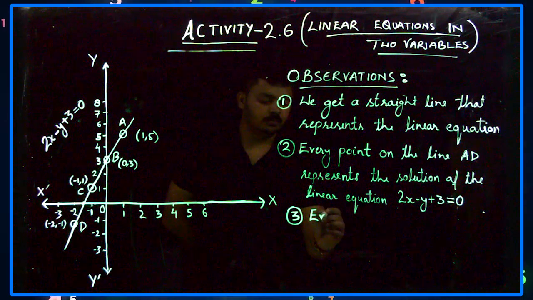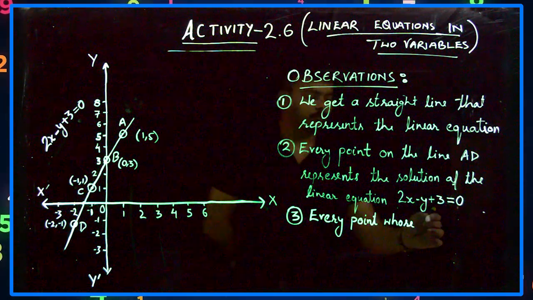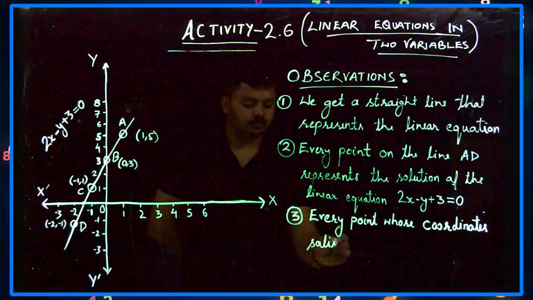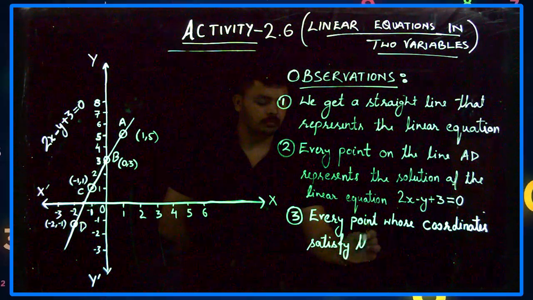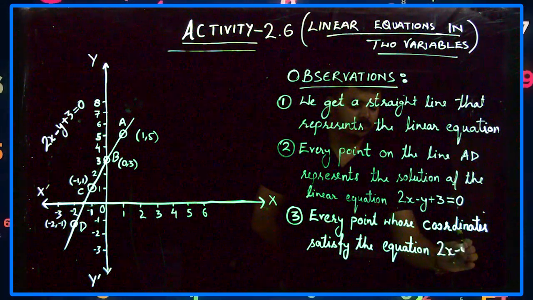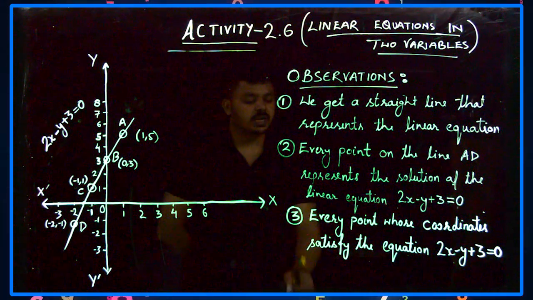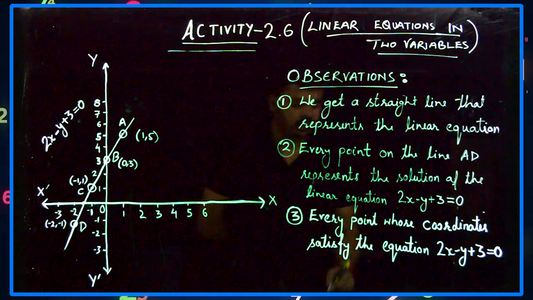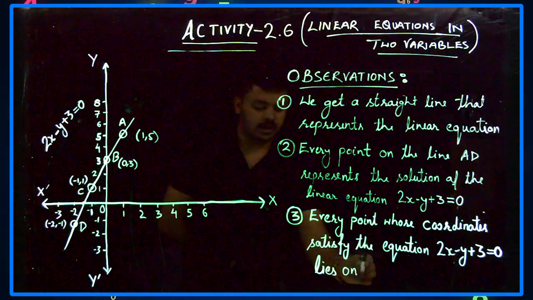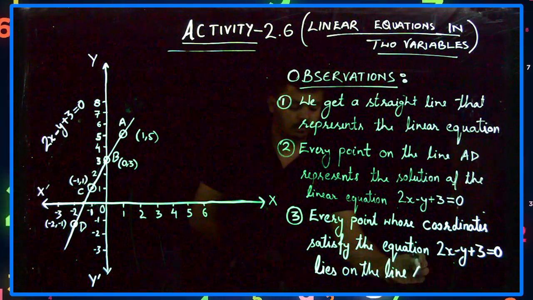Now third observation, every point whose coordinates satisfy the equation 2x minus y plus 3 equals to 0 lies on the line AD.